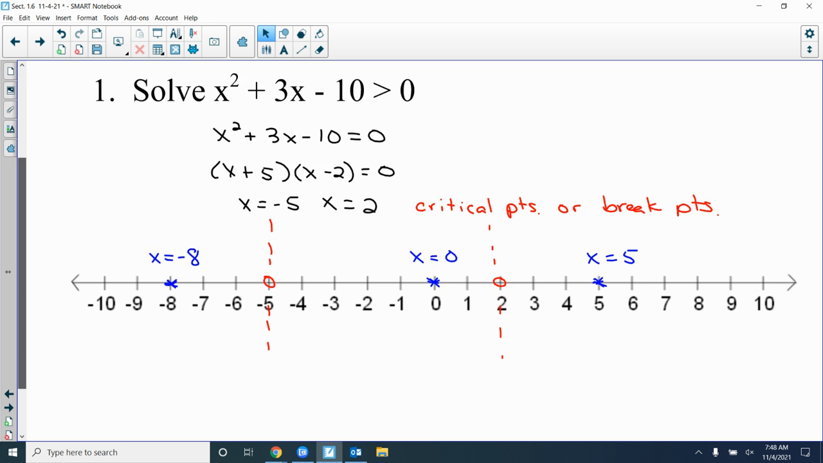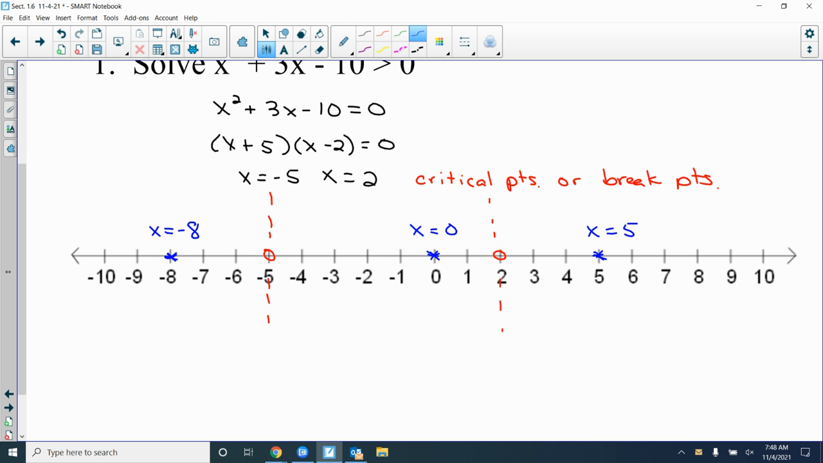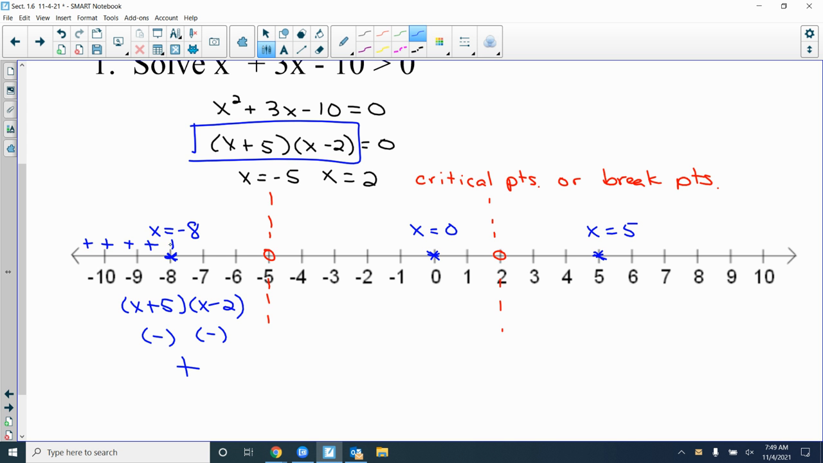But here's what I'm going to do. I'm just going to take this part right here. Okay, and I'm not going to write it every time, but I'll write it for this first one. So I'm going to take x plus 5 times x minus 2. And all I'm concerned about is the signs. Negative 8 plus 5, is that a positive or negative? Negative 8 plus 5 is a negative. Negative 8 minus 2 is a negative. A negative times a negative is always what? Positive. So that means no matter what point I pick in this region, it will always come back as a positive value. Okay, no matter what.